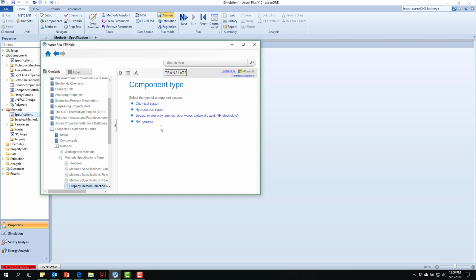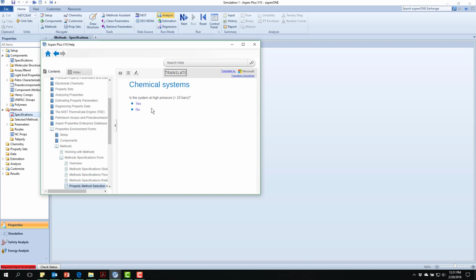So in this case, we have an alkanol and a water. Both of these are polar compounds. Ethanol is a hydrocarbon. Water is not. However, water is sort of ubiquitous and so is generally considered present in hydrocarbon systems. So choosing the hydrocarbon system would be acceptable to do, but let's go with choosing chemical system, okay?